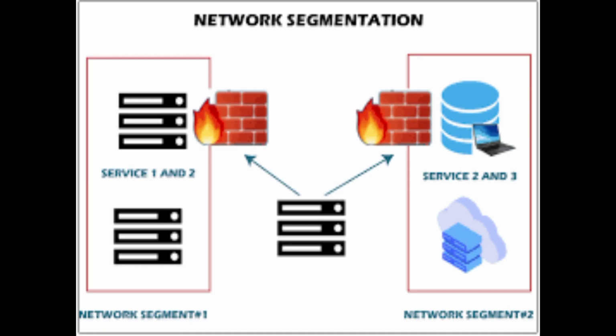Network segmentation is like creating different neighborhoods within a city. It's about dividing your network into isolated zones or subnetworks. Each zone has its own rules and security measures, ensuring that if one area is compromised, the entire network isn't at risk. This separation limits lateral movement for attackers.